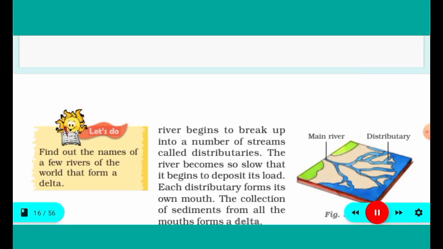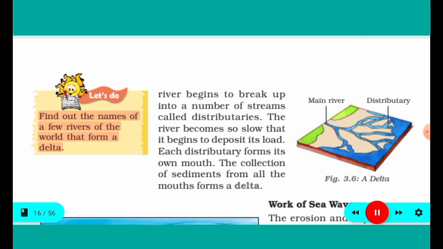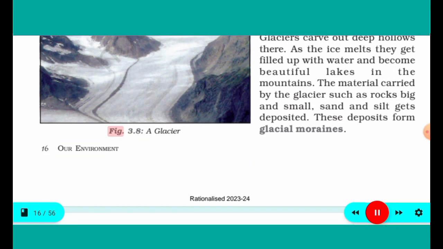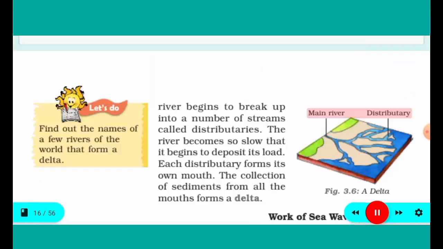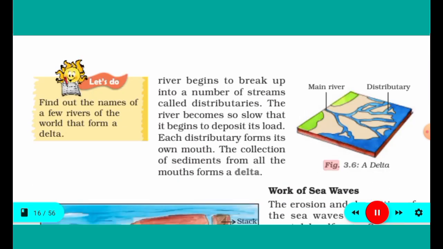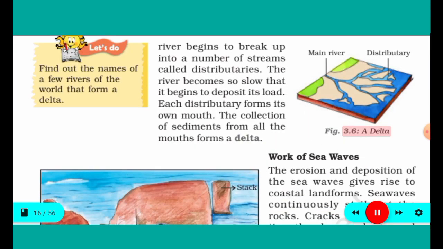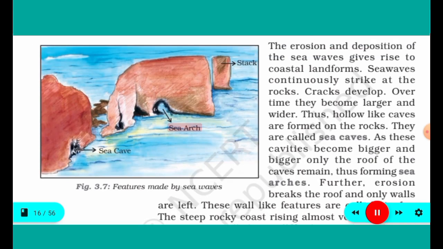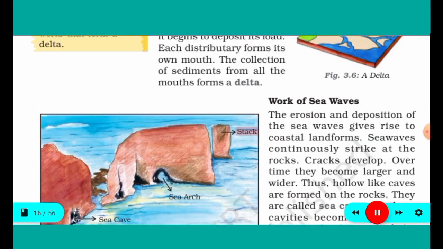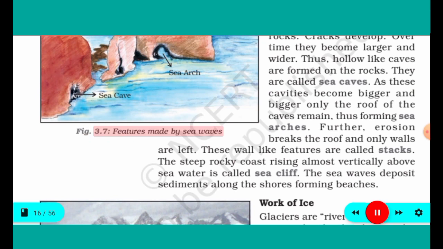Let's find out the names of a few rivers of the world that form a delta. Fig. 3.8. A glacier. Main river distributary. Fig. 3.6. A delta. Sea cave. Sea arch. Stack. Fig. 3.7. Features made by sea waves.